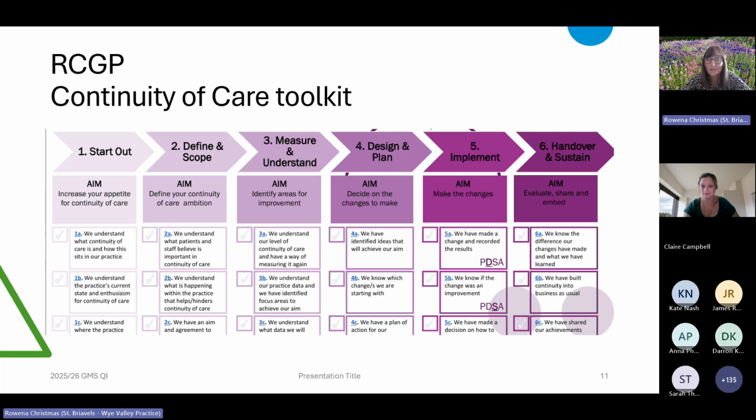So the toolkit will support practices to investigate their population and their practice needs, and then help us all to develop a plan to make positive changes and then evaluate the outcomes of that. The good news is our toolkit is free to access. You don't have to be a member of the college, although of course we'd like you to be. And it covers a wide range of tools, from patient surveys through to process mapping tools. And what we recommend is that each practice uses the step-by-step process to evaluate their current standing and then look at the steps that you can make to improve.